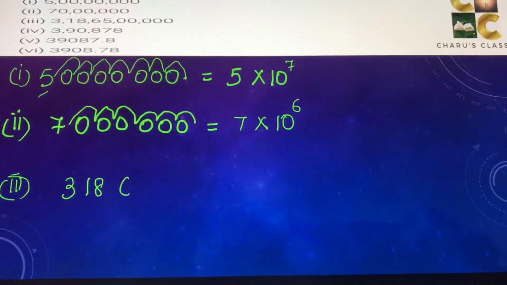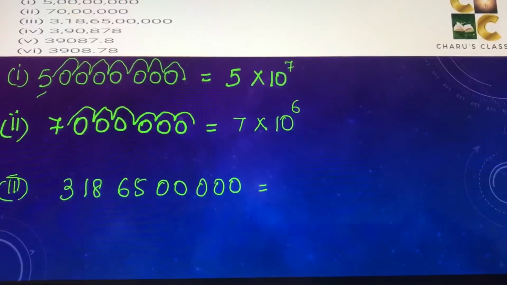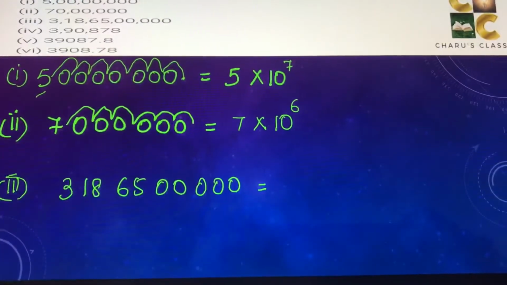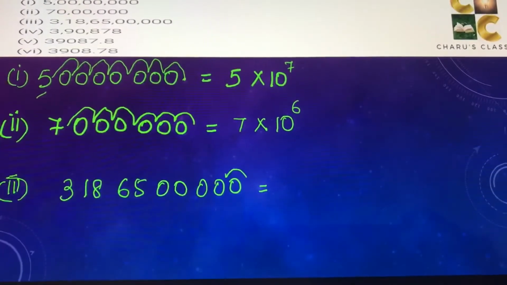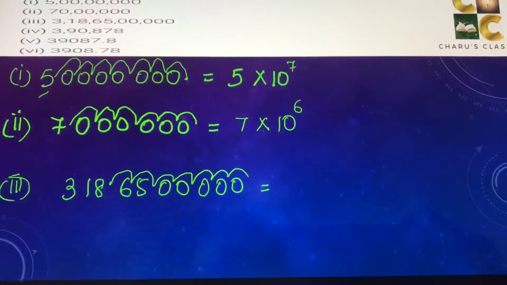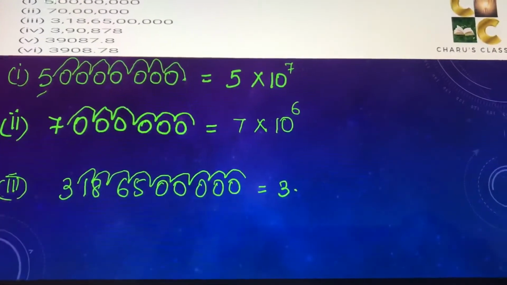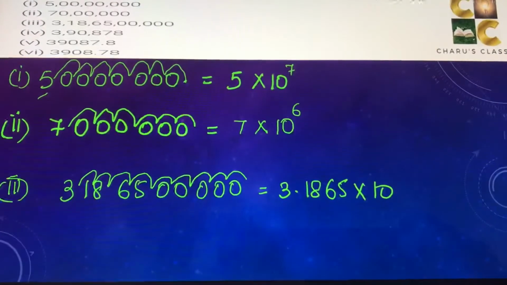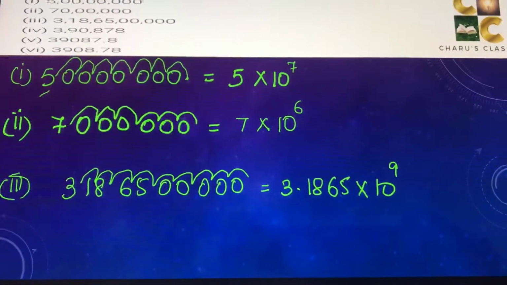Third part, 3 1 8 6 5 0 0 0 0 0. To write it in standard form, the first non-zero number is 3. That means we have to bring the decimal after 3. So how much are we shifting? 1 2 3 4 5 6 7 8 9. The number now becomes 3.1865 into 10 to the power 9 because we shifted 9 places.